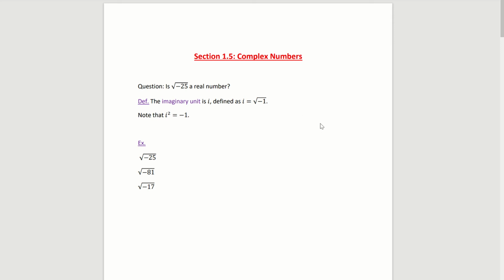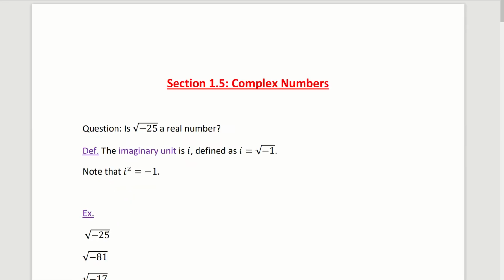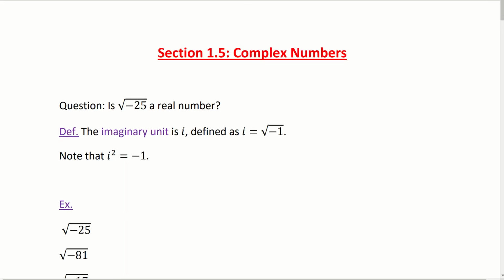In section 1.5, we're going to look at the complex numbers. This is a number system that includes the real numbers as a subset. Where the complex numbers were born out of was in trying to come up with solutions to equations of the following type. Let's look at x squared equals negative 4. It's very easy to see that there's no real solution. There can be no value of x that's a real number that satisfies the equation x squared equals negative 4.